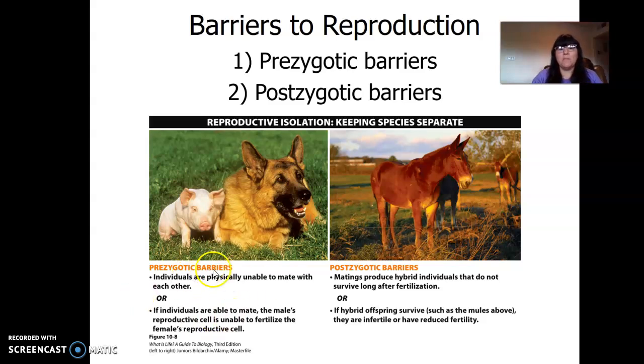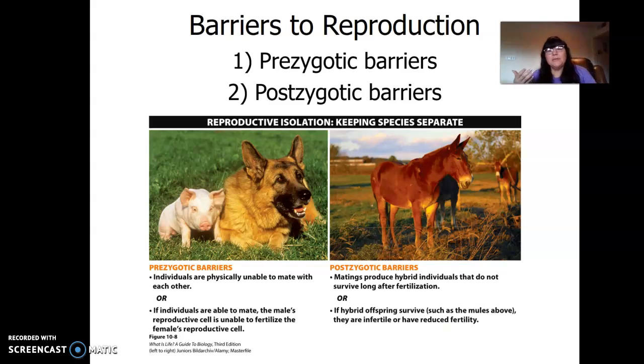Now, what about a postzygotic barrier? Post means after the zygote. So with a zygote, the egg and the sperm actually get together, but things don't actually work out. So here, for example, this is an example of a mule, okay? A mule is actually a hybrid. Just like the Zorse was a hybrid, a mule is a hybrid. It says, a hybrid offspring survive, such as mules above. They are infertile and have reduced fertility.